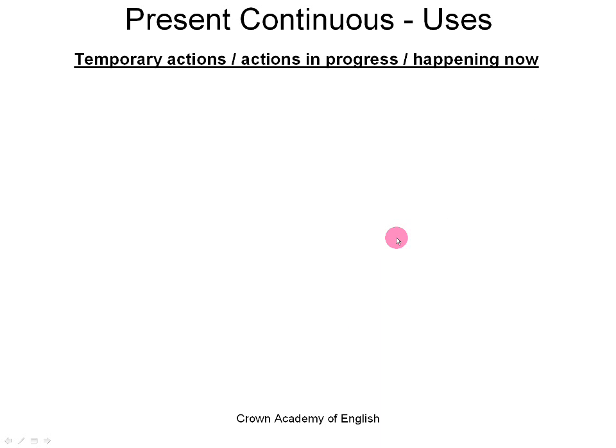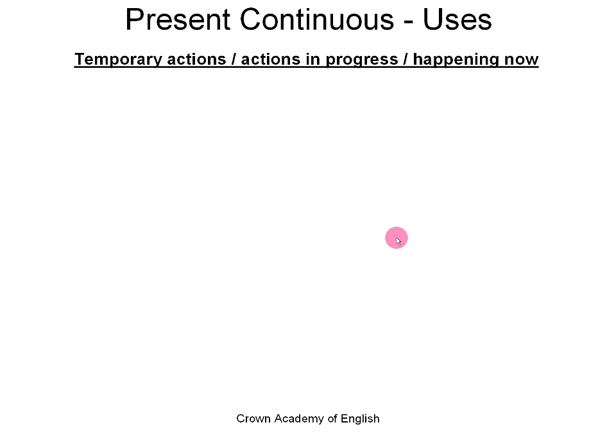Now let's look at the uses of the present continuous tense. So the main use, and this is the use probably 90% of the time, is to describe a temporary action or some sort of action which is in progress. It's not completed, it's happening now. Okay, so there's the idea of time. It's something that's happening now, it is current, it is in progress.